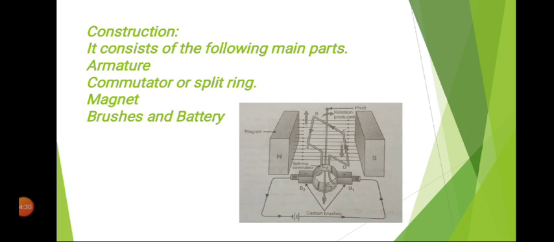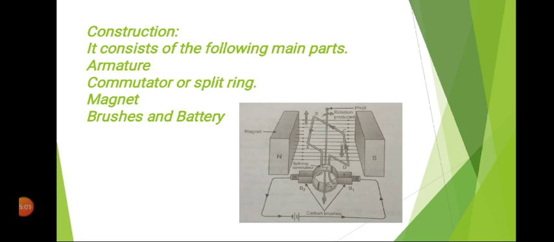The commutator: the two split rings are known as commutator, which changes the direction of current flowing through the coil. These split rings are fixed to the shaft and rotate along with it when the coil rotates. Okay, so this is the construction of electric motor. Okay, now how can we make this arrangement?